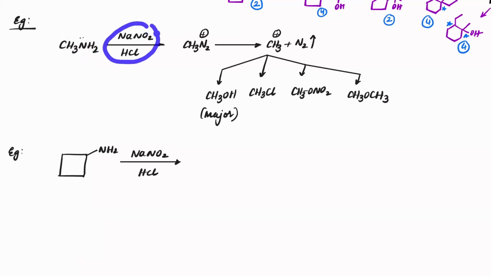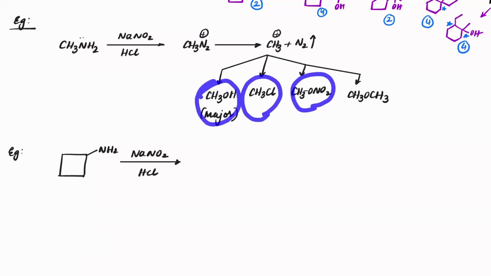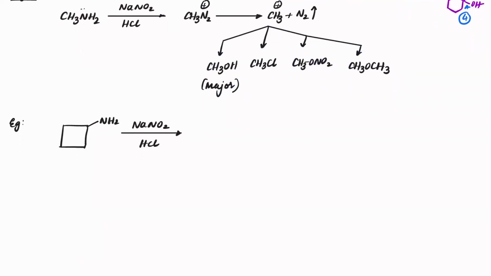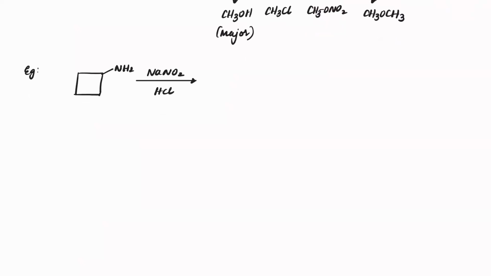CH3NH2. When you react it with NaNO2 and HCl, you can get a diazonium, methyl diazonium form, which is highly unstable. It can form methanol, it can form chloride. Very small amounts of nitrate, but this is usually not being used, or ethers. Correct? Likewise, this is a very interesting question which has been directly asked with the percentage amount also.